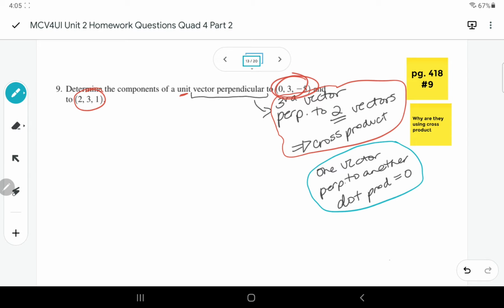I always say perpendicular vectors means the dot product equals 0. That's for two perpendicular vectors, but if you're looking for a third vector that's perpendicular to two given vectors, that's going to be your cross product. So here I'm going to do the cross product of those two vectors.